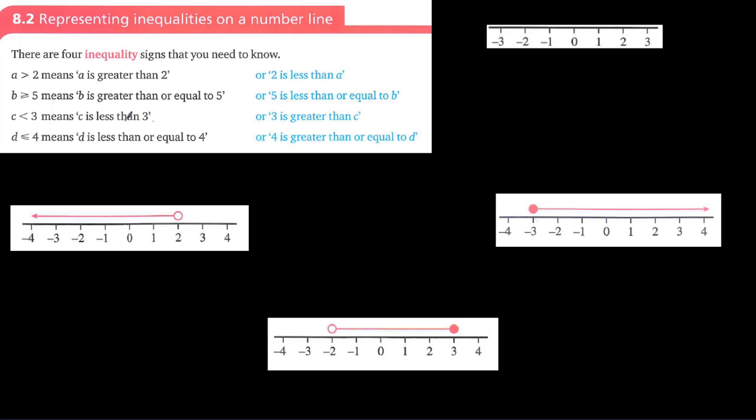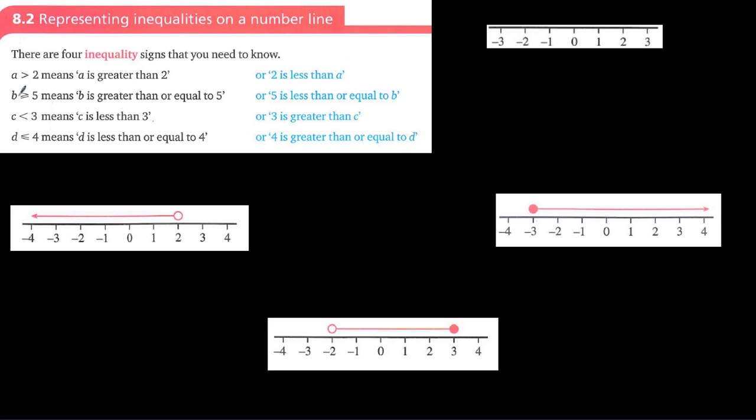This is the less than sign, and this is less than or equal to. For example, D is less than or equal to 4. You can read from left to right, so D is less than or equal to 4, but at the same time you can say it like this: 4 is greater or equal to D. Also you can use this way.